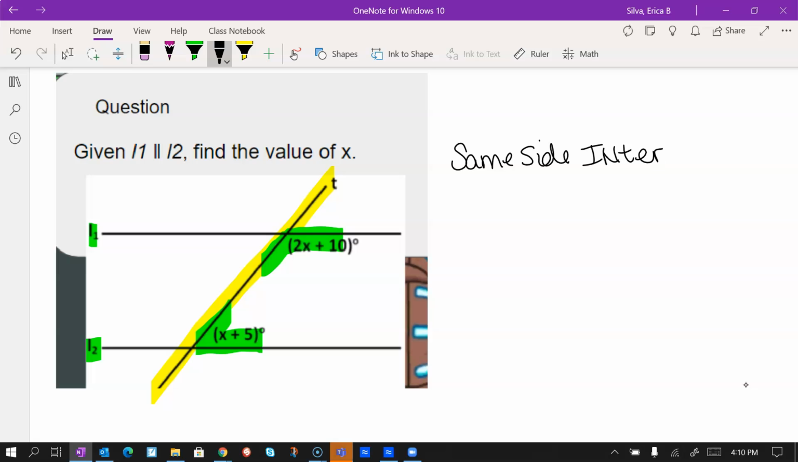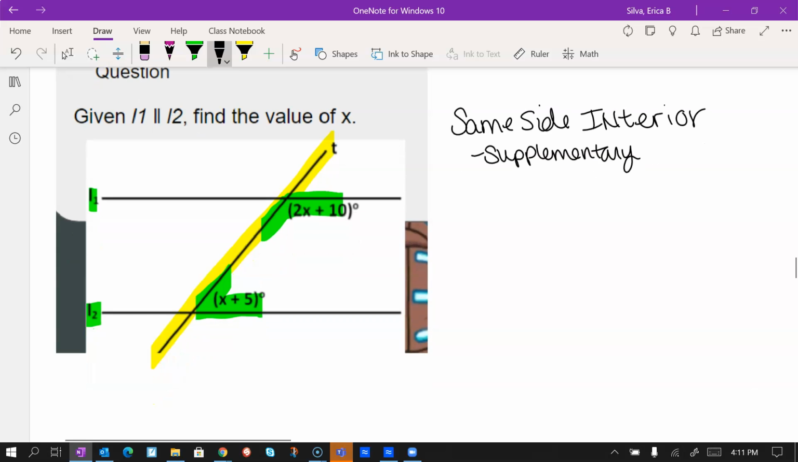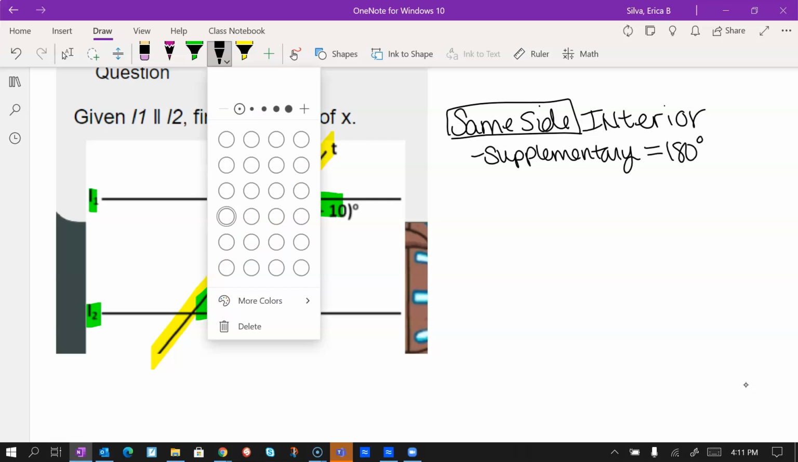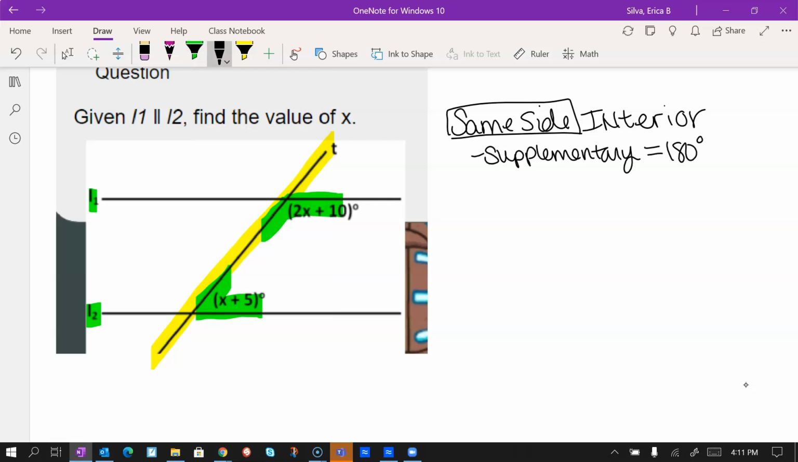So we can say that these two angles are same side interior angles, and the relationship that same side interior angles have is that they are supplementary. And if two angles are supplementary, that means that they are equal to 180 when you add them. So the sum is equal to 180. And if you remember, anything that starts with same side is going to be supplementary. So same side supplementary.